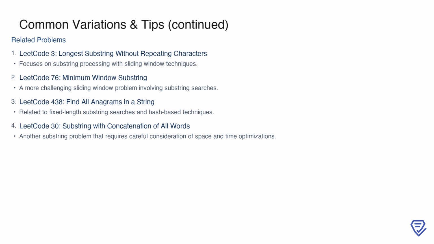LeetCode 438, find all anagrams in a string, deals with fixed-length substring searches using hash-based techniques, which is directly relevant here. Similarly, LeetCode 30, substring with concatenation of all words, is another substring problem, but with added complexity that demands both space and time optimizations. Studying these related problems can help you build a strong foundation for tackling similar questions in the future.